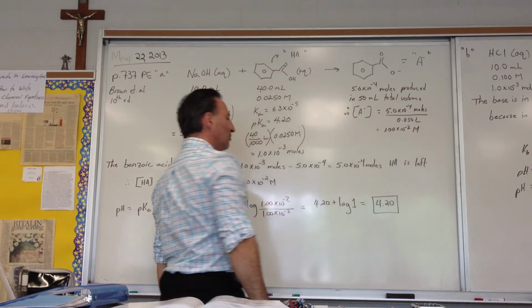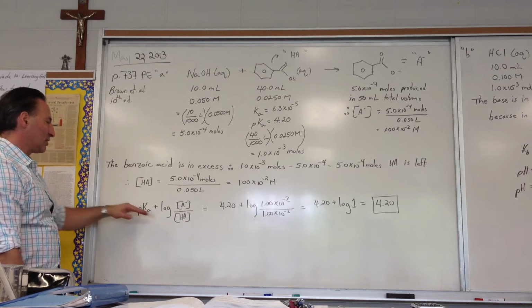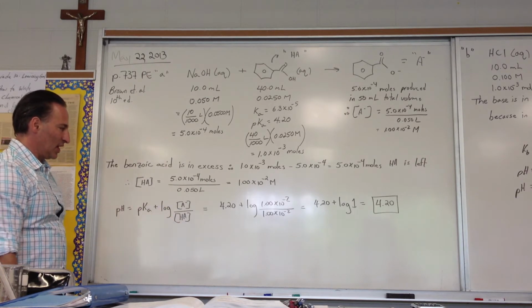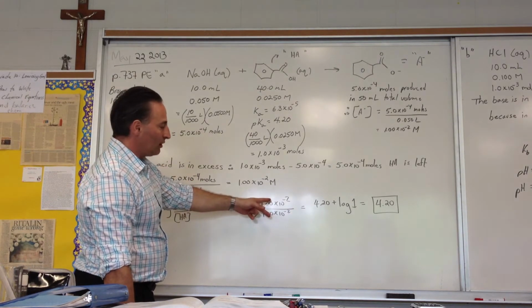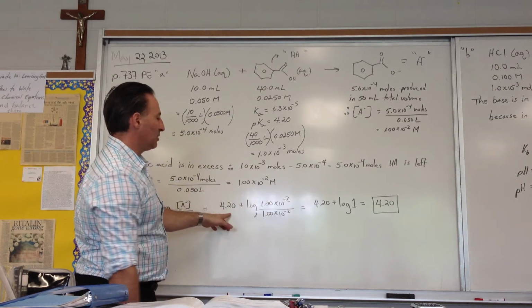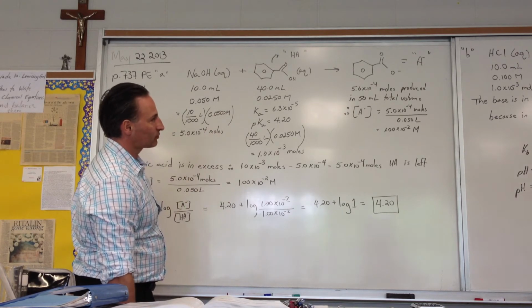So when we enter these two numbers into the Henderson-Hasselbalch equation, pH is equal to pKa plus log of A minus over HA, we'll see that because these two numbers are identical, the log of 1 gives you 0. So the pH ends up being exactly equal to the pKa of benzoic acid.